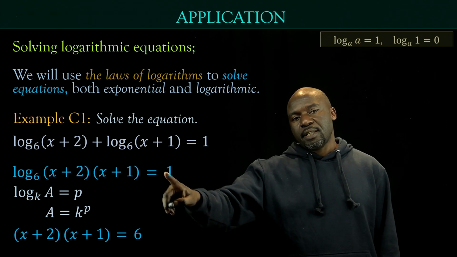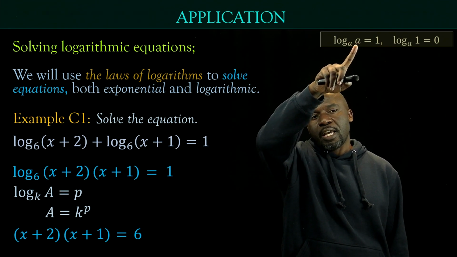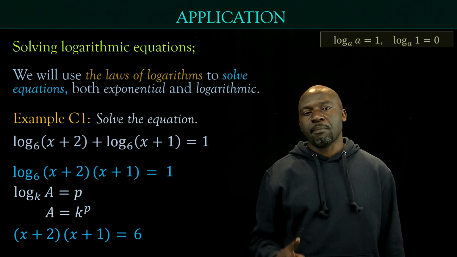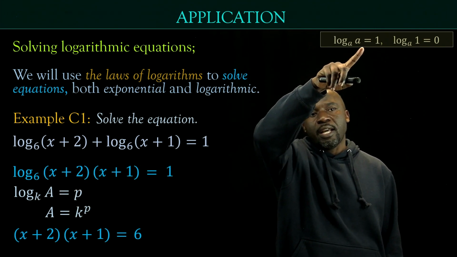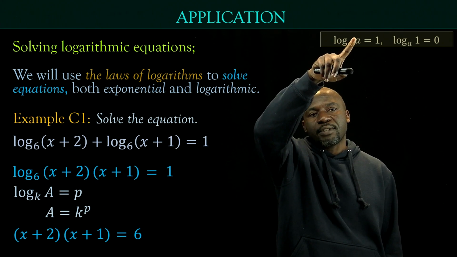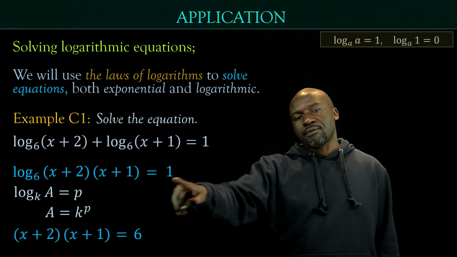Okay, so where I see 1, I can remove it and put log to base A of A, but the A that I choose, I must be sharp about it. Since this is log to base 6, I'm going to make this A be 6. So log to base 6 of 6 must be equal to 1. So I can replace this with log to base 6 of 6.